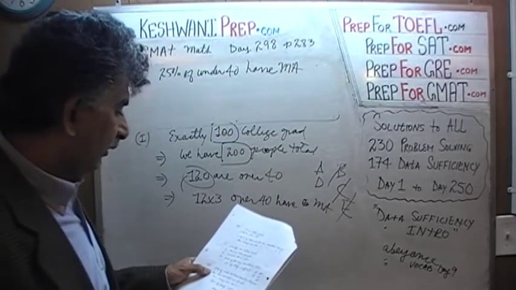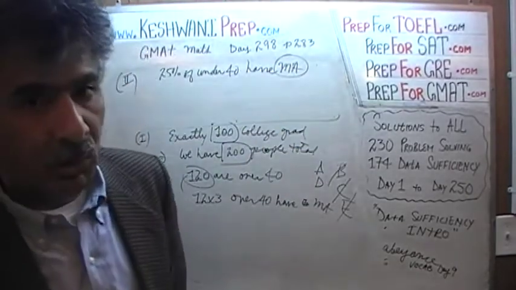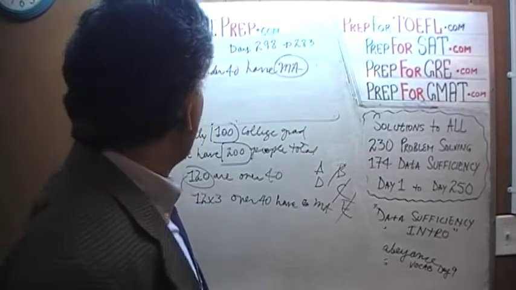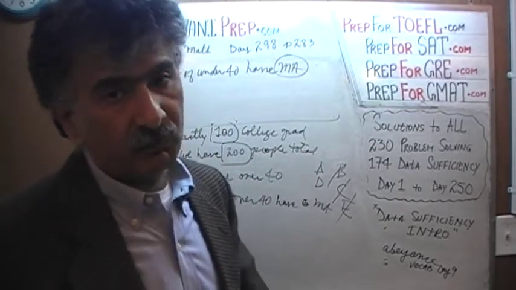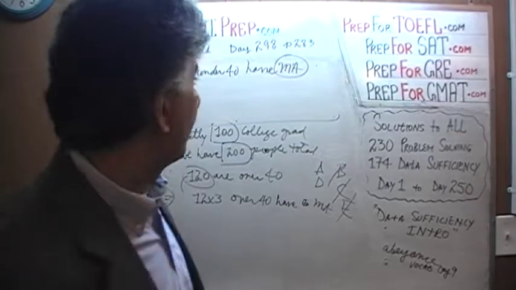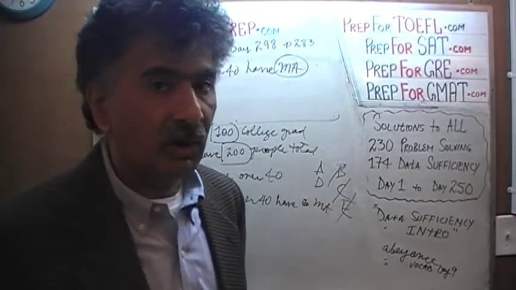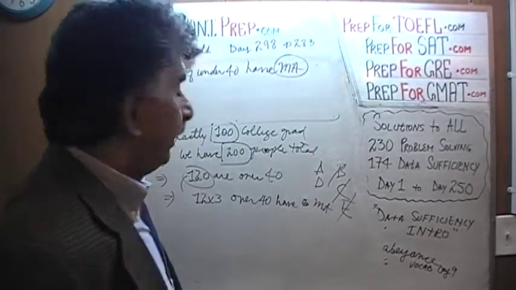25% of under 40 have a master's degree. That's it. Had they told us that 25% of the people in the office are under the age of 40, then of course we can figure out how many people are over the age of 40, but that's not what they're telling us. They're telling us 25% of the people who are under the age of 40 have a master's degree.